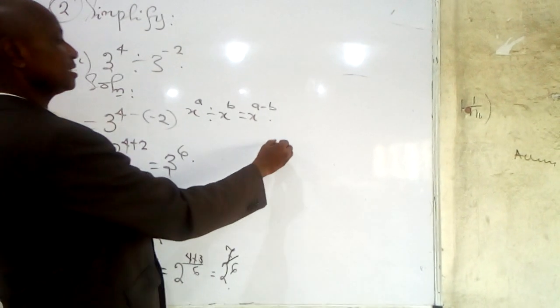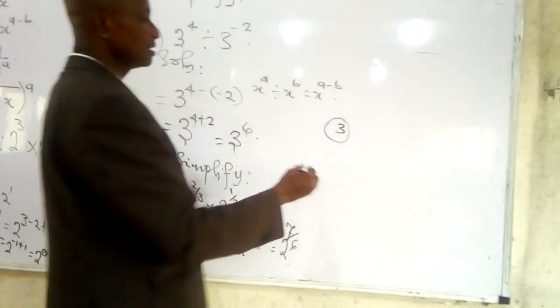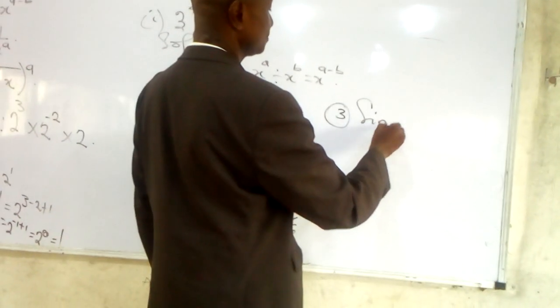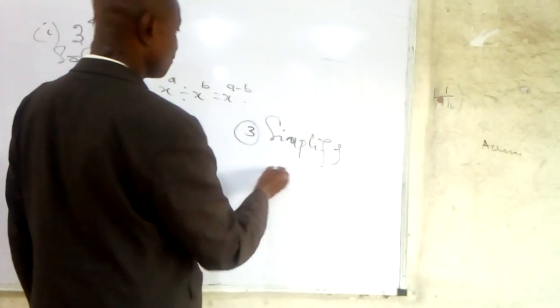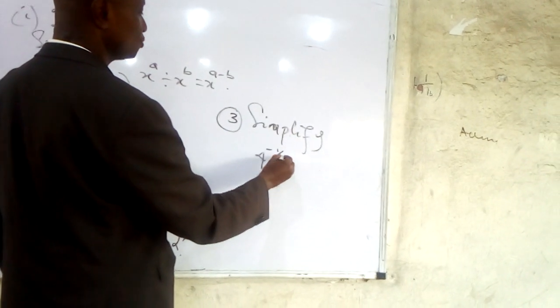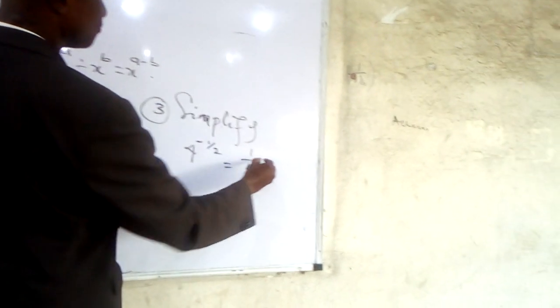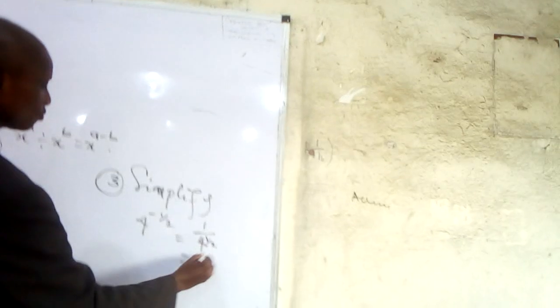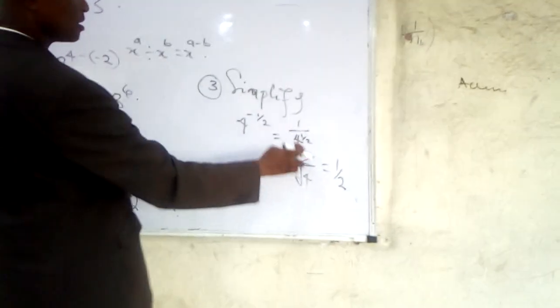So furthermore, we could relate this to concept 3. And that concept 3 is as simple as: simplify 4 raised to the power minus 1 over 2. And that gives us 1 over 4 raised to the power half. And that gives us 1 over the root of 4. And that gives us 1 over 2. For square root means raised to the power half means square root.